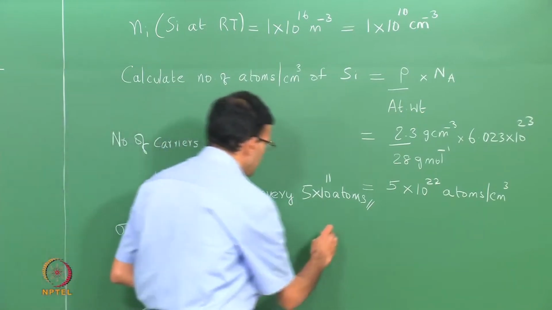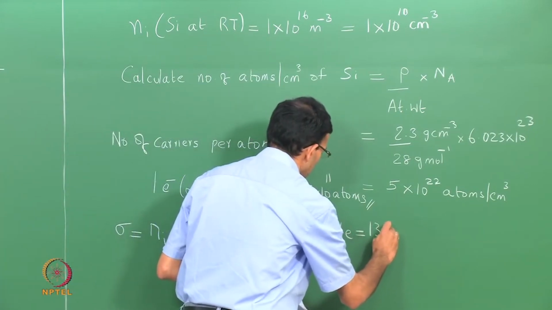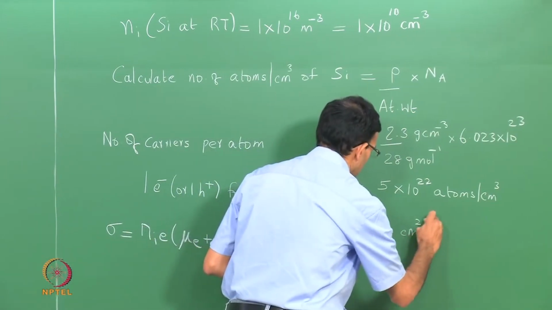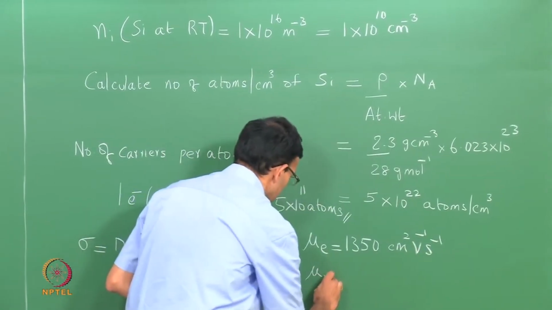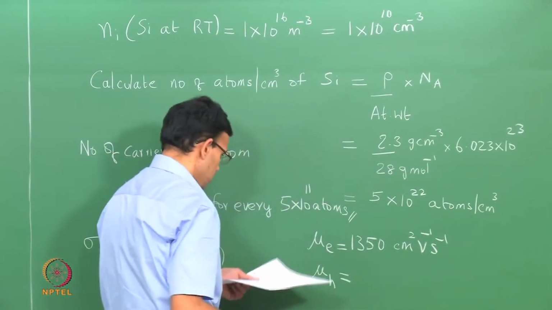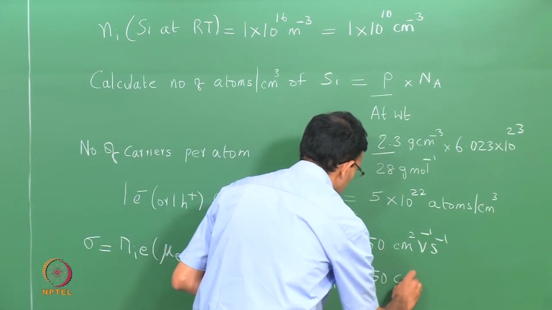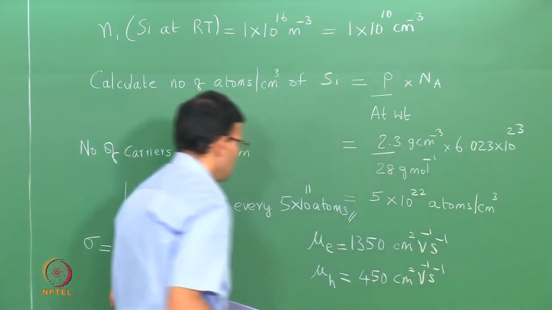Mu E for silicon, which we saw yesterday, was 1350 centimeter square per volt per second. Mu H is 450.